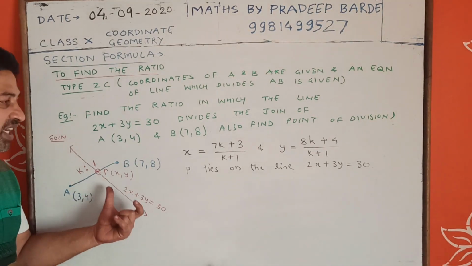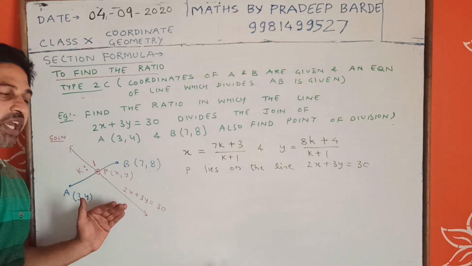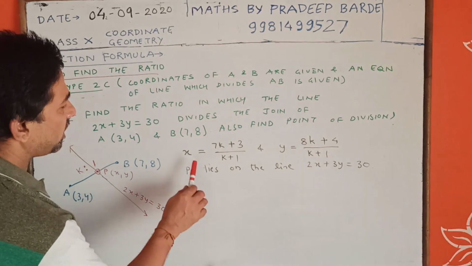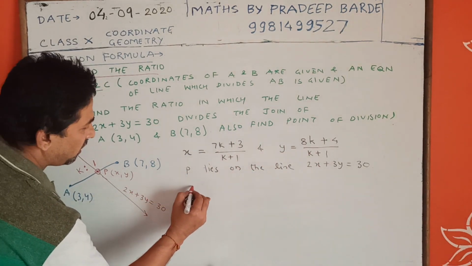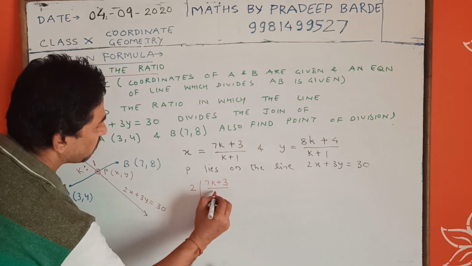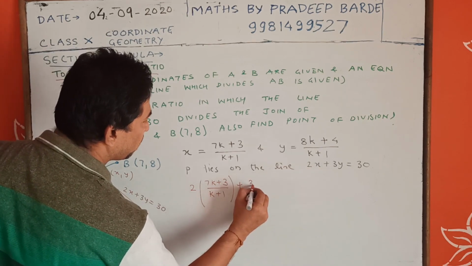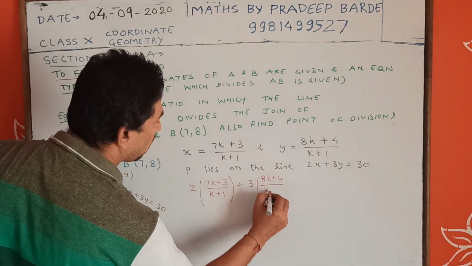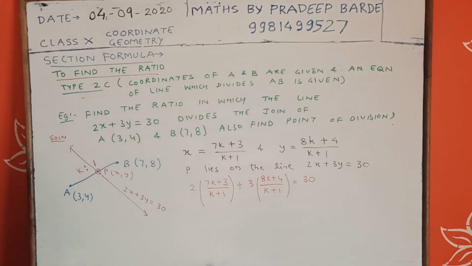और सेटिस्फाई करने का मतलब होता है बच्चों x और y की वैल्यू हम पुट करते हैं तो ये इक्वेशन सेटिस्फाई होती है। तो इसका मतलब ये है कि हमें यहाँ पर x और y की वैल्यू इस इक्वेशन में पुट करना है। So we will put 2 into x value, 7k plus 3 upon k plus 1, 3 into y value, 8k plus 4 upon k plus 1, equal to 30.